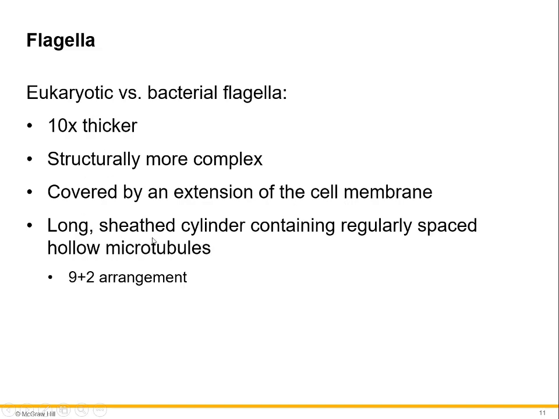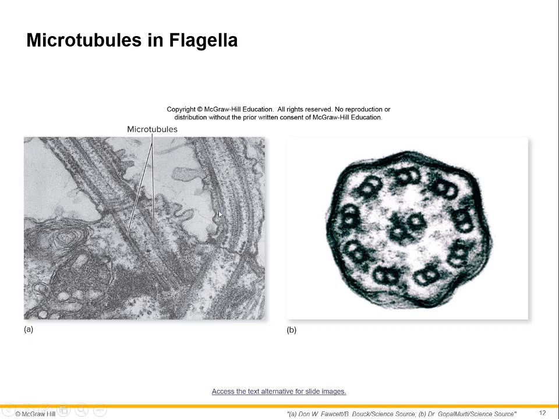And then the eukaryotic cell has a long sheathed cylinder containing regularly spaced hollow microtubules in this 9+2 arrangement, which we'll show you here in just a minute. So those are some differences, and you'll see when we look at the bacterial flagella in chapter 4 how it's different. So here you can see the cell membrane covering it, and then it has these 9 dimer tubes of microtubules, and then one in the center. So it's the 9+2.